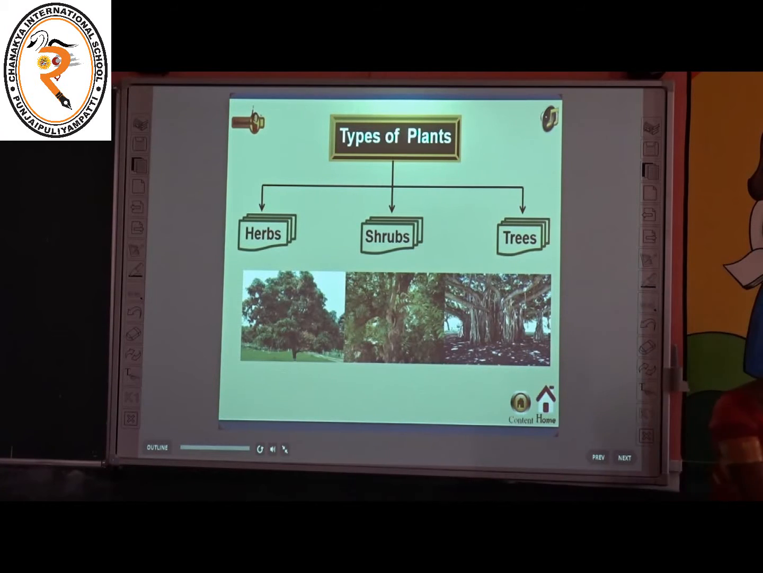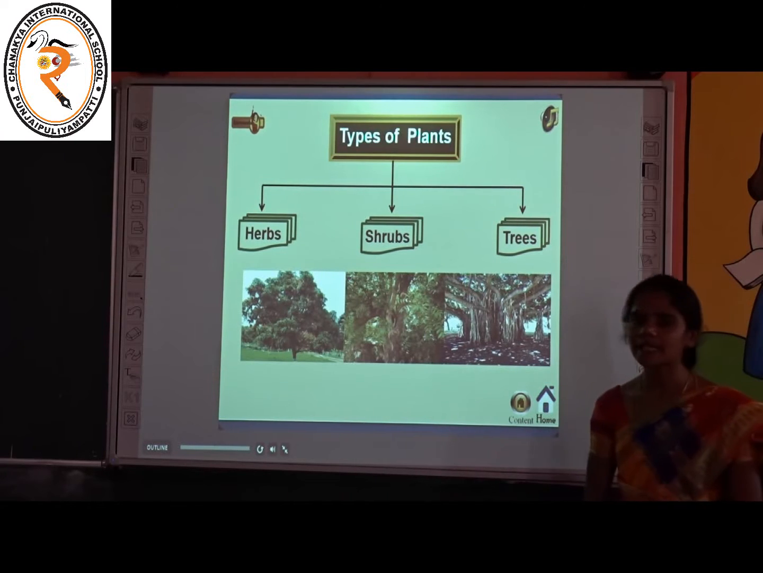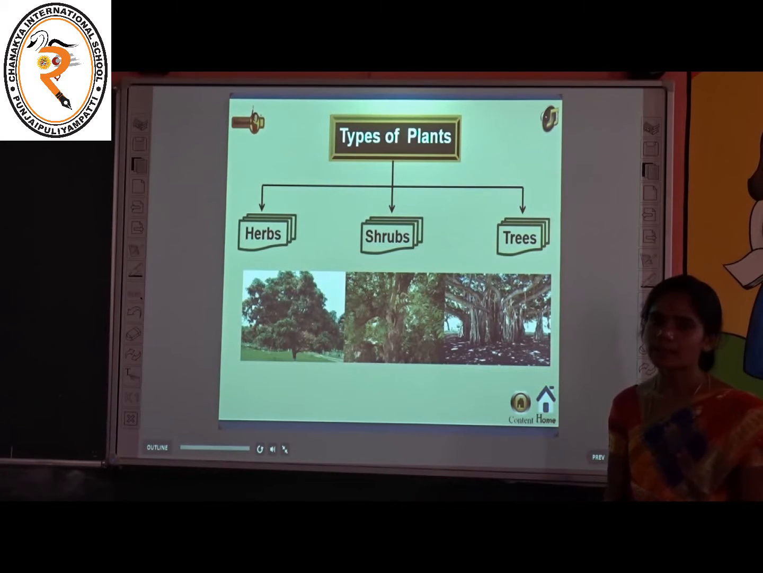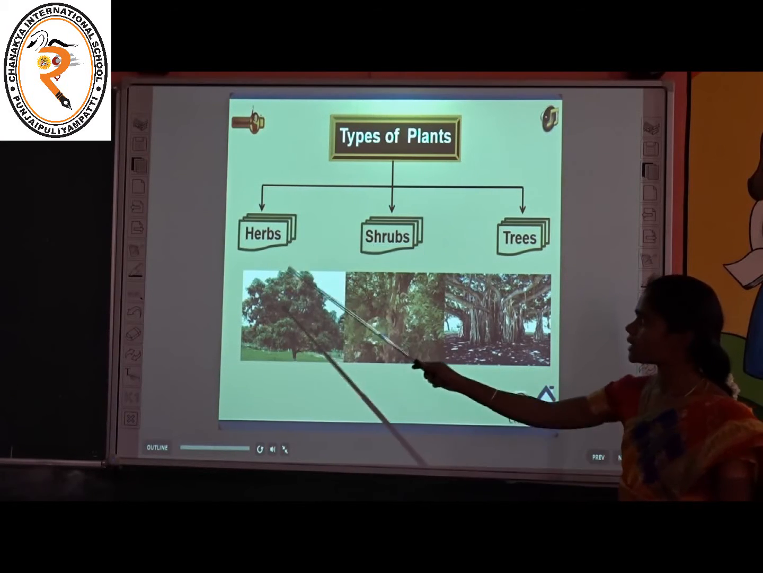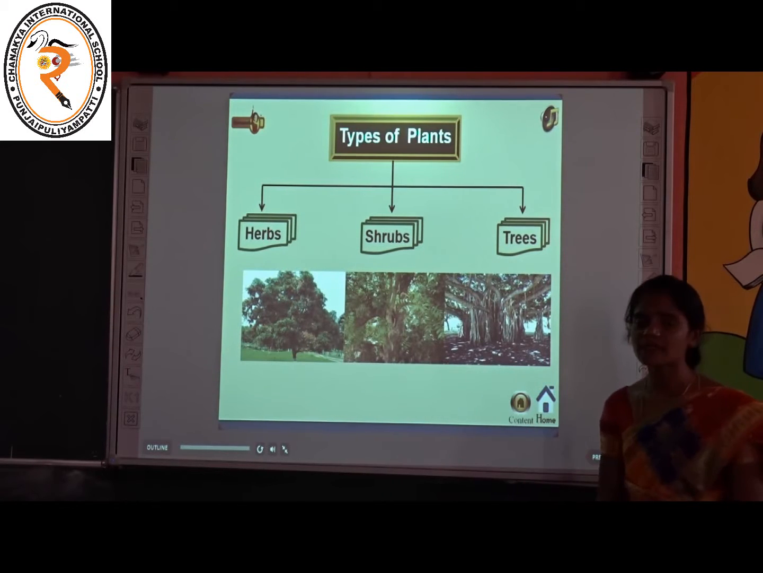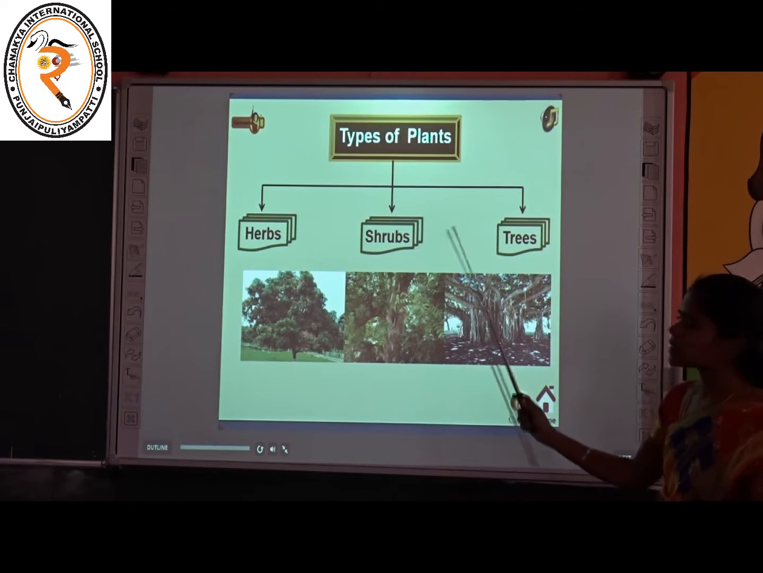And the next one, what are shrubs? Shrubs are medium-sized plants, and they have a thick stem. Compared to herbs, they have a much thicker stem. The examples of shrubs are the hibiscus plant, pomegranate and lemon.